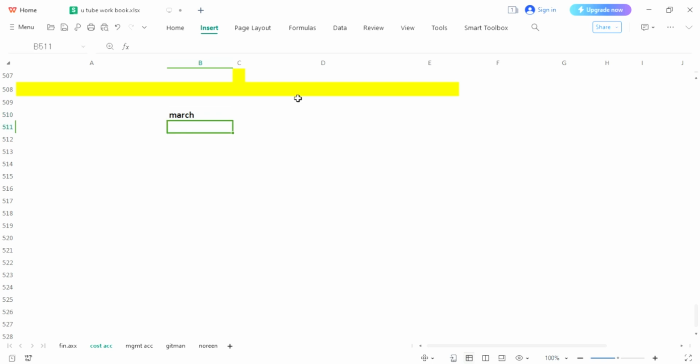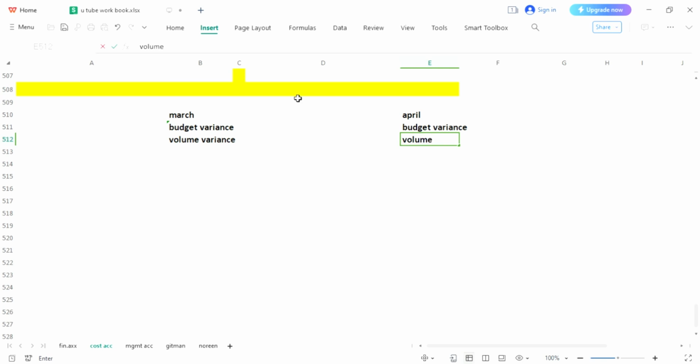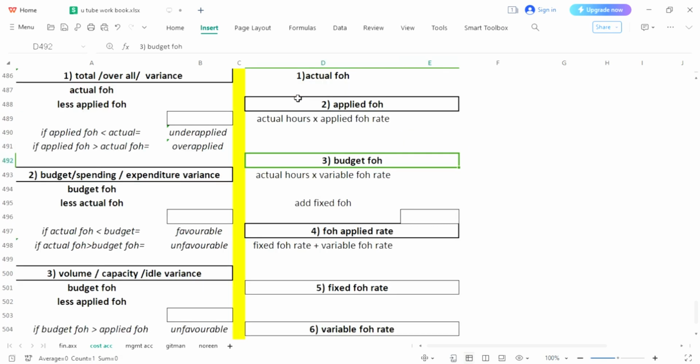March has budget variance, and the second month is April. April also has budget variance. I will let you know by reading the question. And then you have volume variance for March and volume variance for April as well. Okay, let's go to the question again.